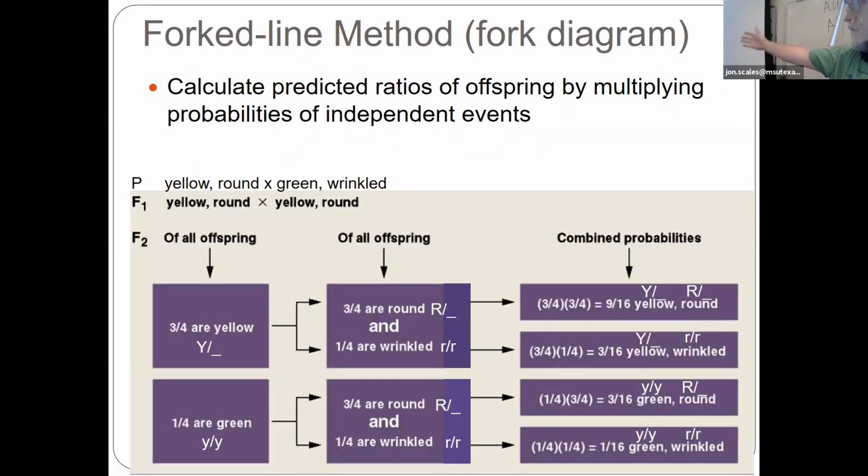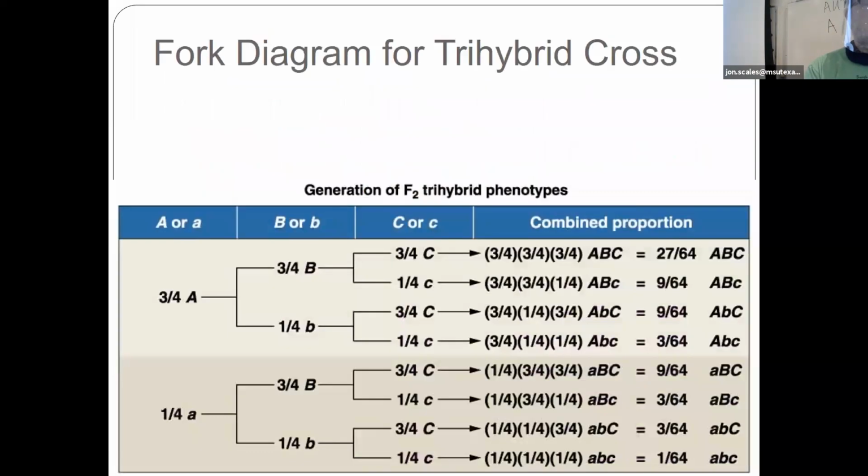Okay. So we did it. This is the same thing, except I filled in the genotypes, but it's the same thing. So the fork line method is nothing other than the probability rule used for genotypes or phenotypes if you want to turn the genotype into a phenotype. There it is again for 3 genes.